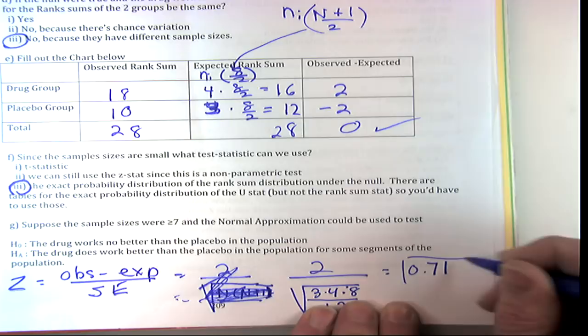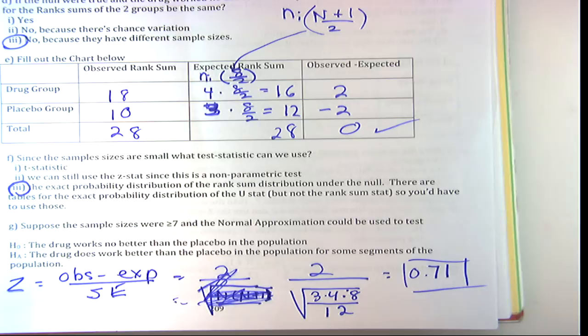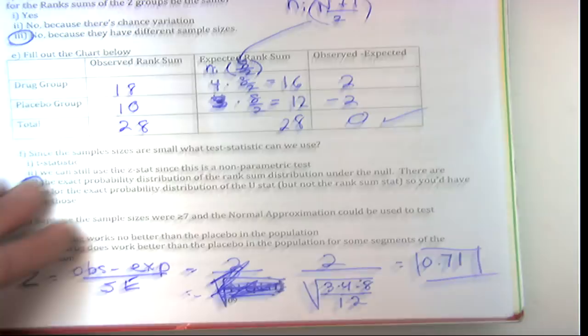And that means when you see 0.71 as a Z statistic, you should know right away what? That you don't have enough evidence to reject the null. It's not very far out on the tail, is it? Not far out on the tail at all. Everybody should be able to look at that and just know we're not going to reject it. All right. So we could not reject the null.